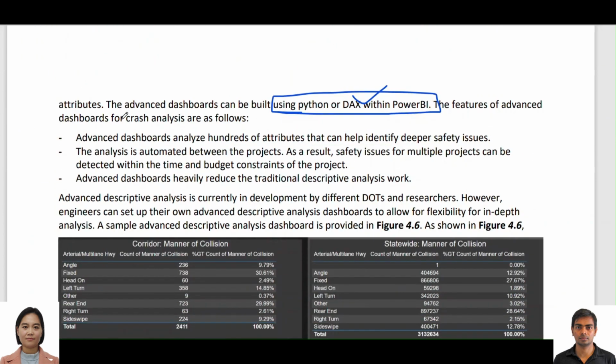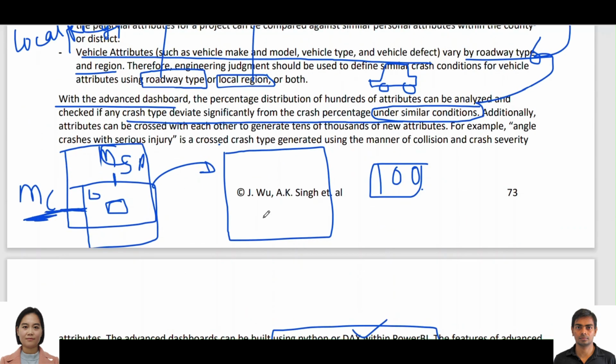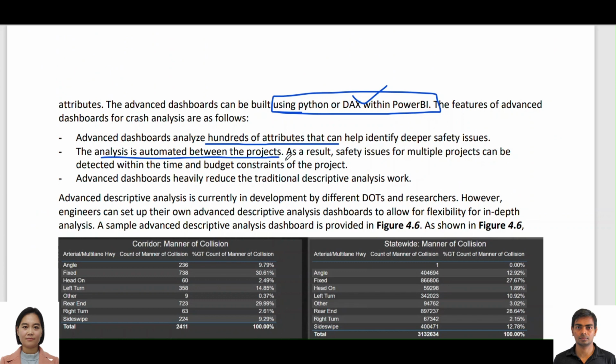So the features of the advanced dashboard are as follows. The advanced dashboard can analyze hundreds of attributes. The analysis is automated between the projects. So the good thing is, once we build this dashboard, we can just replace the data for different projects and all our analysis will be done. The advanced dashboard can heavily reduce the traditional descriptive analysis work, and it can actually enhance the traditional work. So we will look at one example of this dashboard through Power BI next.